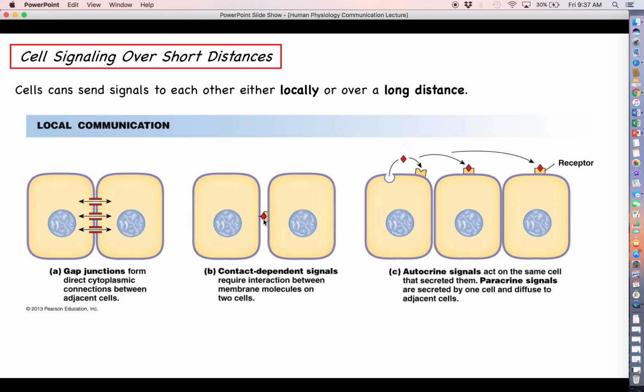Contact-dependent signals we're not really going to talk about very much in this class, so let's just skip over to these two types of signals that you see here. These are called autocrine and paracrine signals. Let's start with the paracrine signaling.